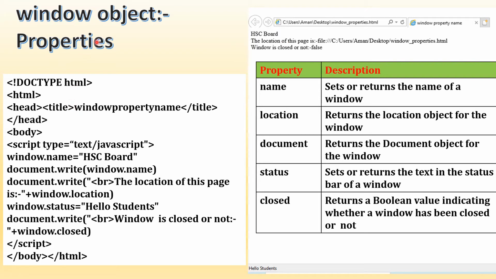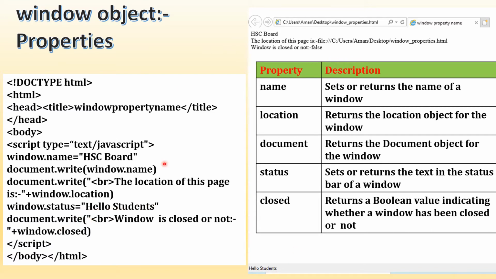Remember students, the window object is the parent object of all the other objects. So if you don't use window and just use name here, it will still work. You don't have to write window along with all these, but it will work because it's the parent object. Now document.write, the location of this page, window.location, I'll get the current location of this page that is displayed here. Then window.status, I want to change the status into hello students.